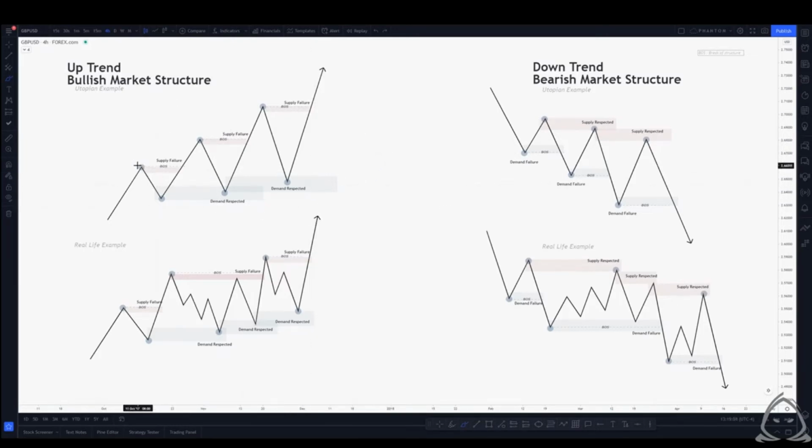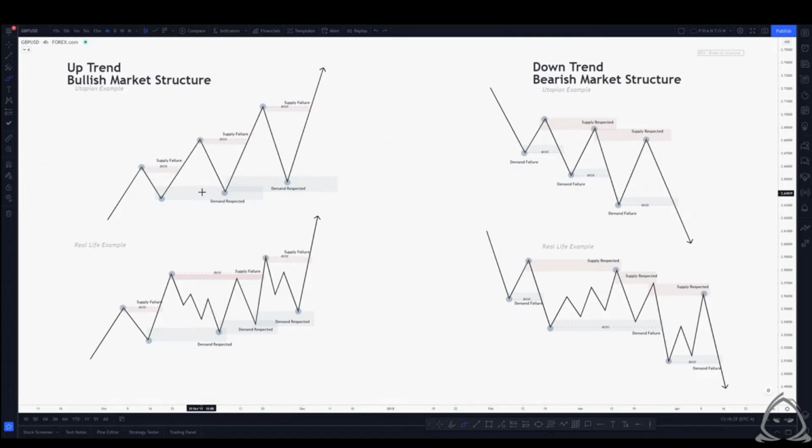we can see is when we create that pullback, we are creating what would be a supply zone, whether it be a pivot supply or a range created supply. And price also creates a demand zone. The demand zone is ultimately what is respected, and that's what creates a supply zone failure, which then creates the highest high. And again, when price retraces or pulls back, we create another supply zone.